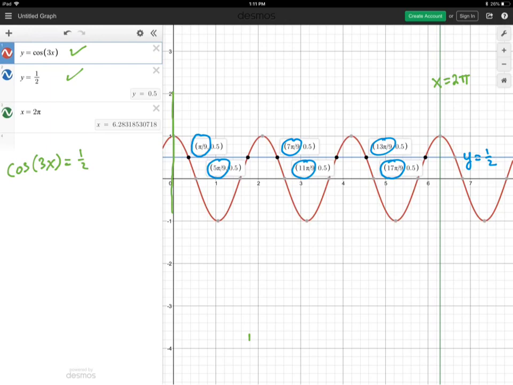Think back to how we graph something like this, cosine of 3x. Well, that 3 is a horizontal compression, so it's taking the curve cosine of x, which would look like this, and during that same length, it's compressing it, so it's kind of like taking a spring and pressing it together. So by doing that compression, that's why we end up with so many more intersecting points, and therefore so many more solutions to the original equation.